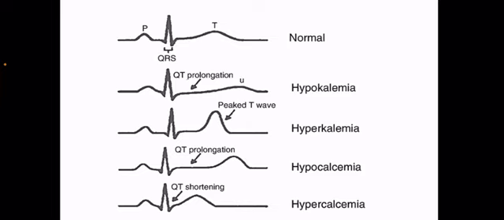We have sodium abnormality also. We have abnormality in the magnesium. Hypomagnesemia also makes QT prolongation. But these two are more important and more common. That's why we discuss these two.